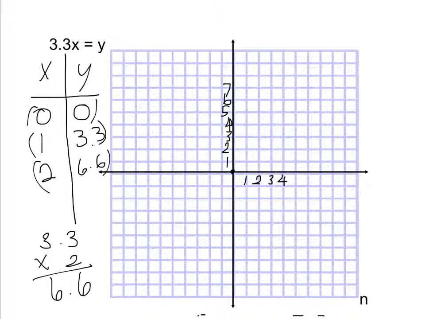Here's 0, 0, 1, 3.3, and 2, 6.6. It'll be just above the halfway mark. And then draw your line.